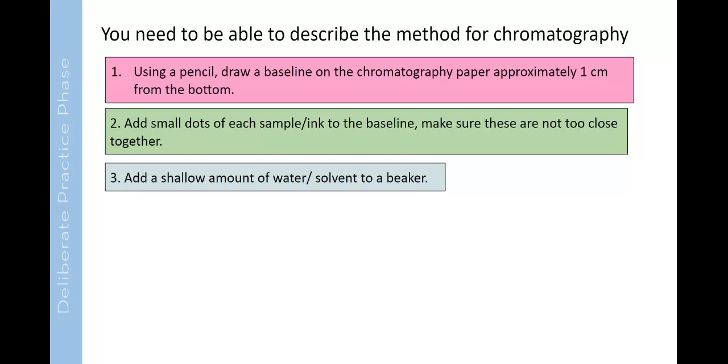Number 3, add a shallow amount of water to your glass. So this would normally be a beaker in school, but because you're doing it from home, it's probably going to be a glass. Now, what I'd suggest you do is hold the chromatography paper next to the glass so you can see where the bottom of the chromatography paper is going to reach and fill the water up to that point.